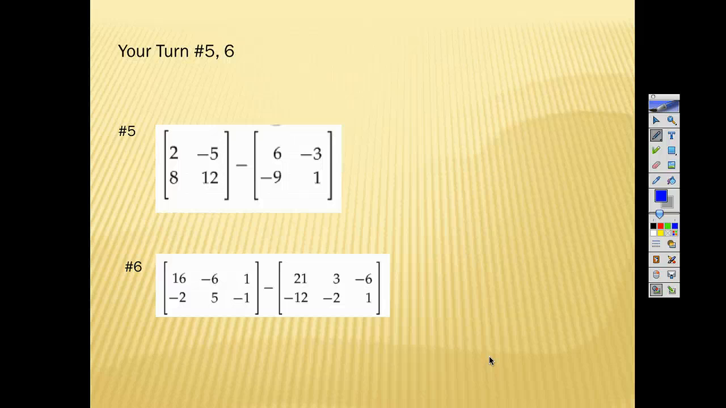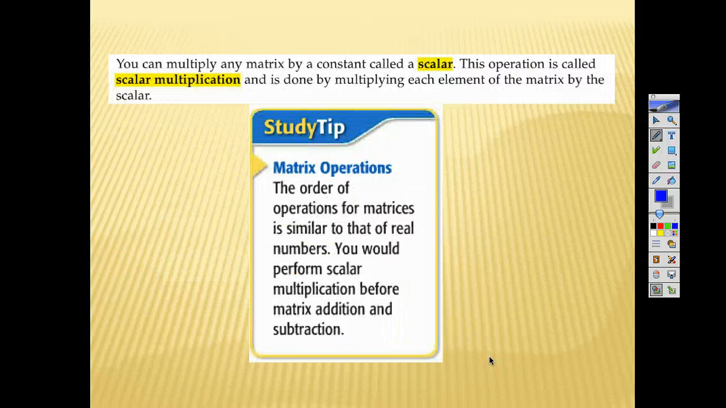All right, you can multiply any matrix by a constant called a scalar. This operation is called scalar multiplication and is done by multiplying each element of the matrix by the scalar. Study tip: matrix operations. The order of operations for matrices is similar to that of real numbers. You should perform scalar multiplication before matrix addition and subtraction. As we would with any other real numbers, you should multiply first before adding and subtracting.